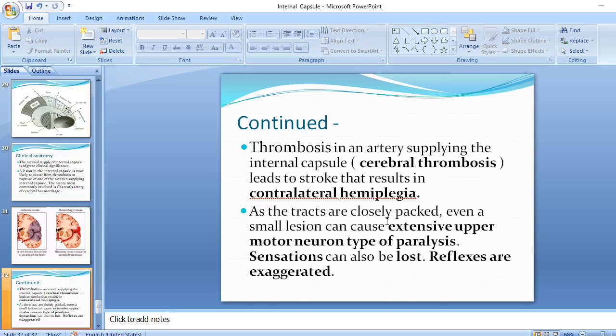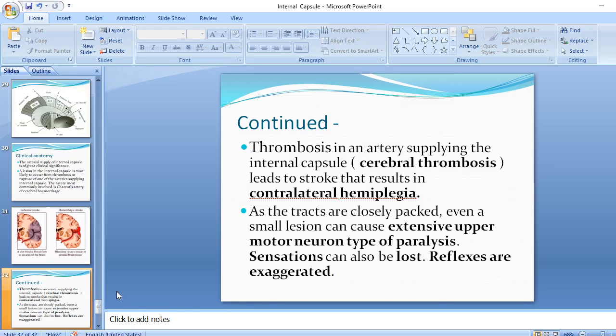As the tracts are closely packed, even a small lesion can cause extensive upper motor neuron type of paralysis. So as the fibers are compactly packed in the internal capsule, even a small lesion in these vessels supplying the internal capsule causes a neurological lesion in a large part of the body.